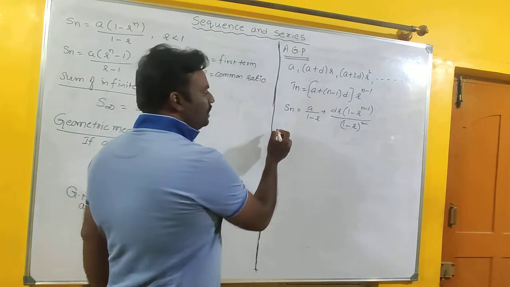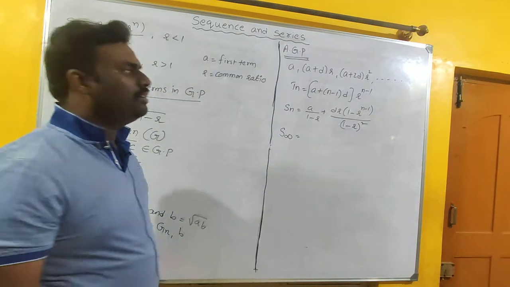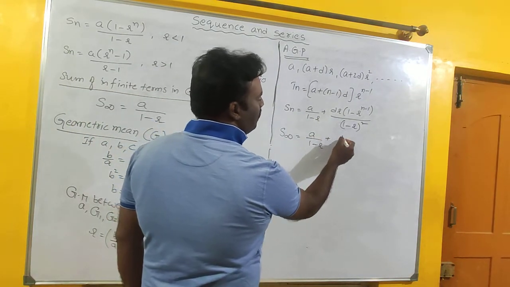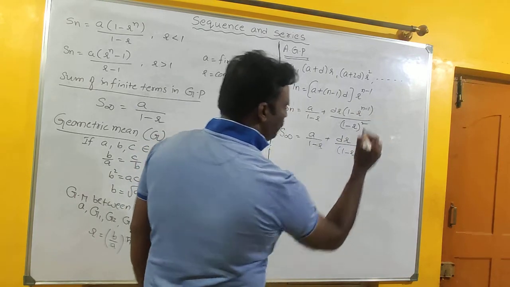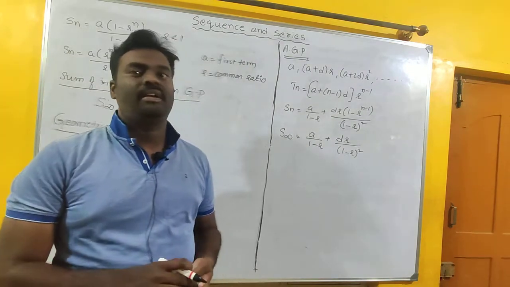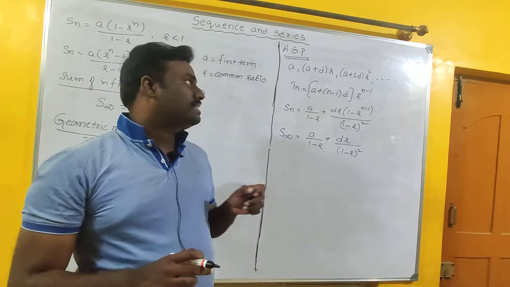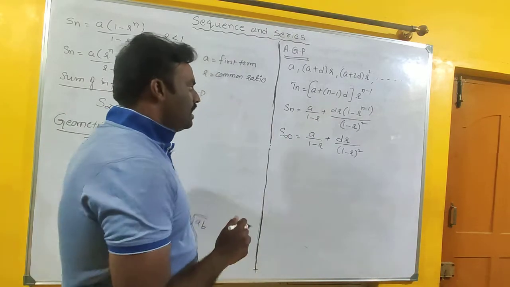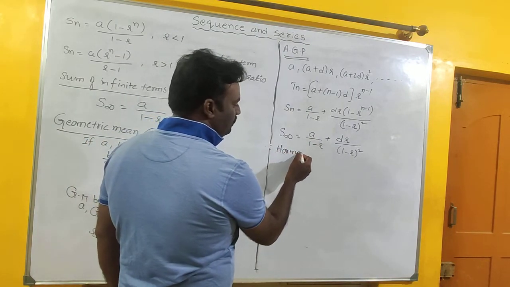For example, if the terms are infinite, then what is the formula? A by 1 minus R plus dr by 1 minus R whole square. This is the formula for the sum of infinite terms in AGP. This is geometric progression. And last but not least, that is harmonic progression.